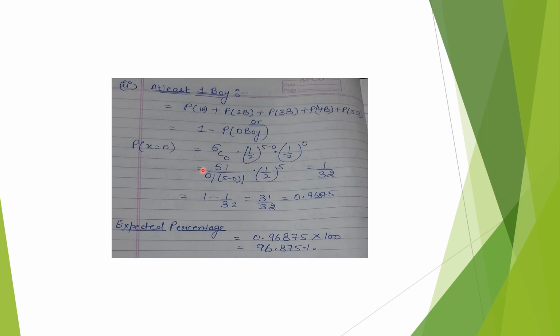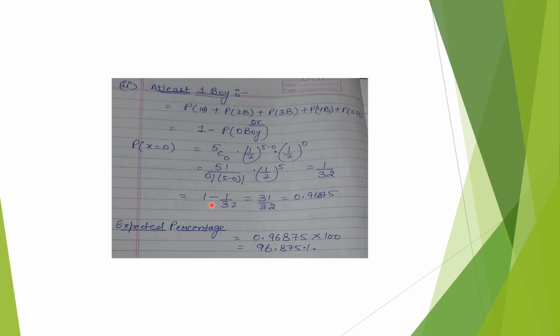And again using the formula of binomial distribution, which is nCx q^(n-x) p^x. Substituting the value, in place of n, we have to put the value 5. In place of x, we have to put the value 0. Our p and q are 1 by 2, 1 by 2. In place of n minus x, 5 minus 0, and in place of x, we have to put 0. After substituting all the values in the formula and solving it, you will get the final probability 1 by 32.